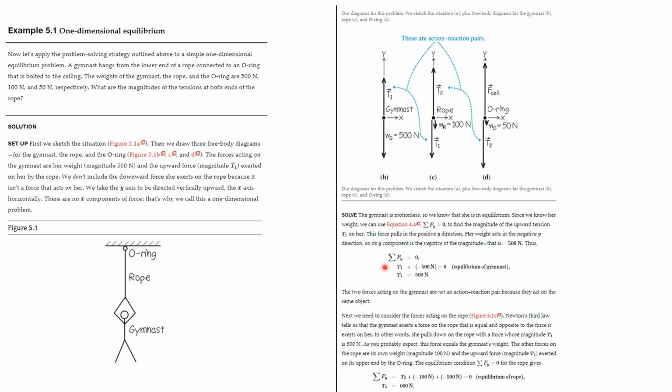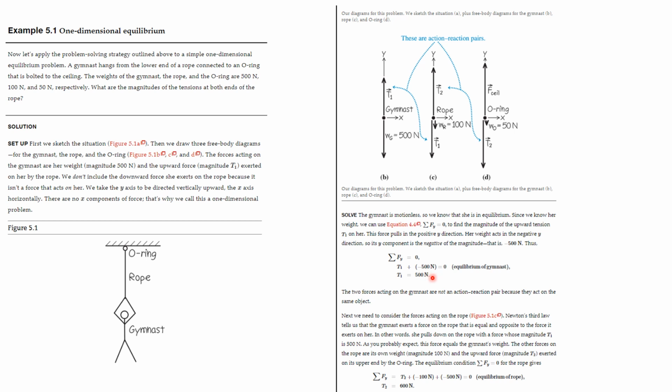And we're going to say that the gymnast is motionless, so we know that she is in equilibrium. Since we know her weight, we can say the summation of the forces in the y direction is equal to 0, and we can find the magnitude of the upward tension, T1, on her. So the summation in the y direction is 0. So that is T1 plus, but then this is 500 newtons going downward.